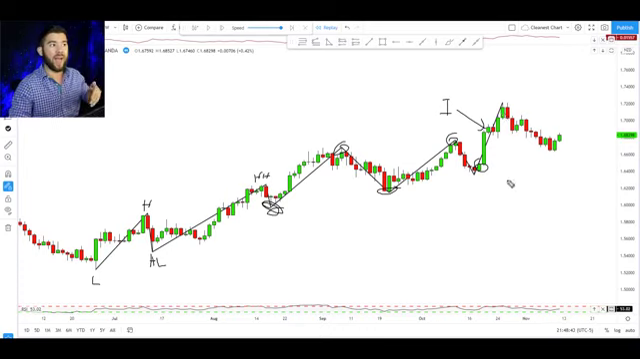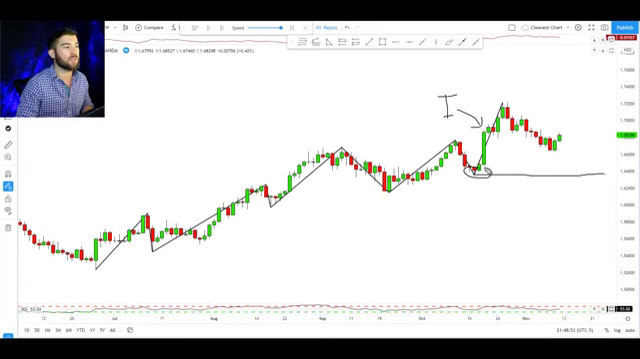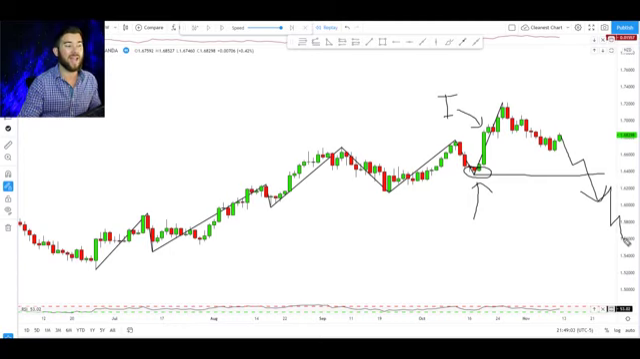We expect a pullback, but what cannot happen? This pullback after our impulsive move cannot break and close below the low of our previous pullback. This is the low of our previous pullback. So if this market does this, then we're expecting what? A possible reversal. We're expecting this market to possibly head lower.